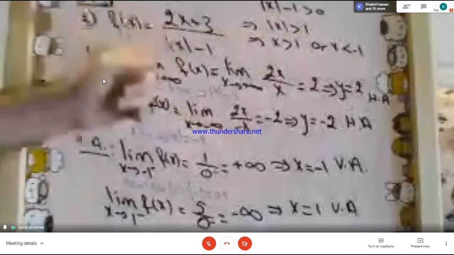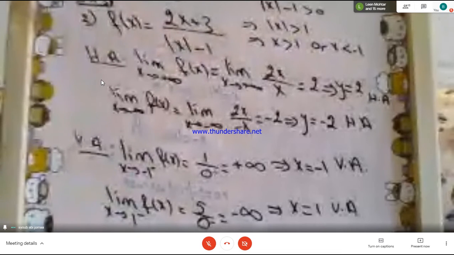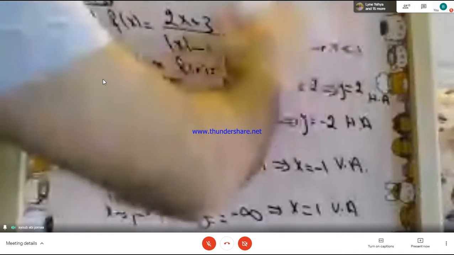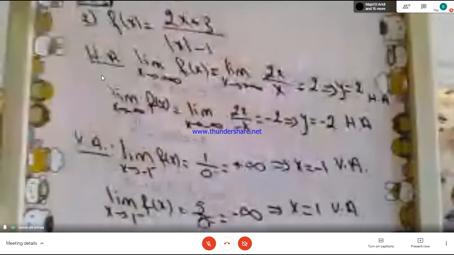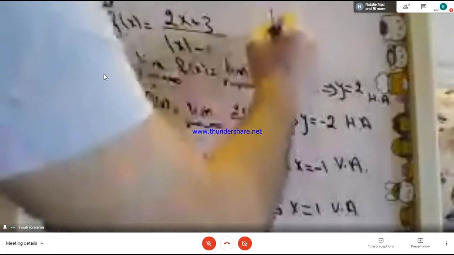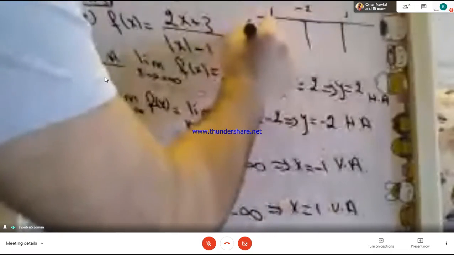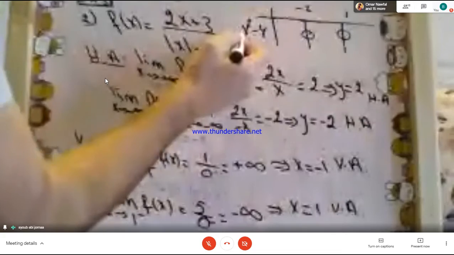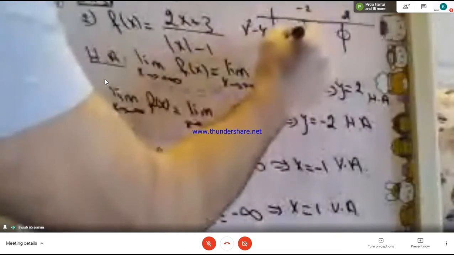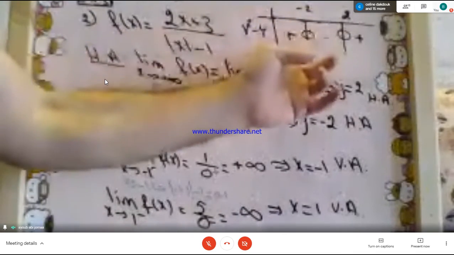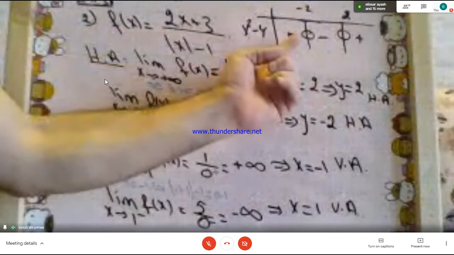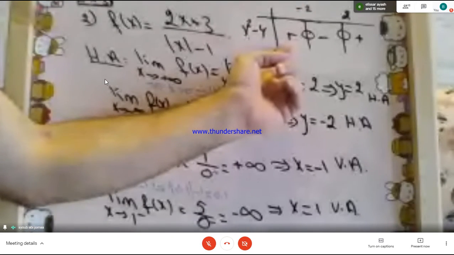If, for example, in part 1 we had x squared minus 4, this is quadratic. You know the sign of a quadratic expression. The roots are negative 2 and positive 2. The coefficient of x squared is positive, so outside the roots is positive, between the roots is negative. So when we have to find the limit as x approaches negative 2 minus, the denominator x squared minus 4 was positive. So we write 0 plus.